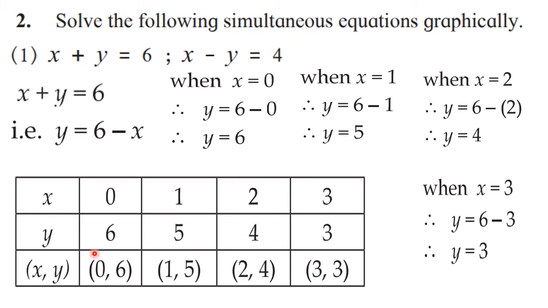The examiner is going to see your table and check whether the values are correct. If your values are correct, only then is there a meaning for the graph. If you have found wrong values, then nobody is going to see your graph, because in mathematics marks are reserved for the steps. So if your table is wrong, then your graph is going to be wrong, so nobody is going to see that. So for the first equation, we have completed the table.